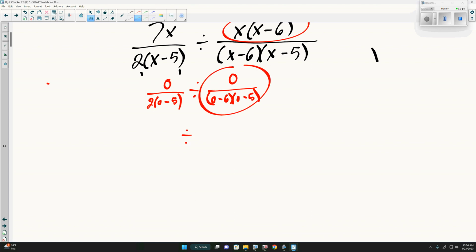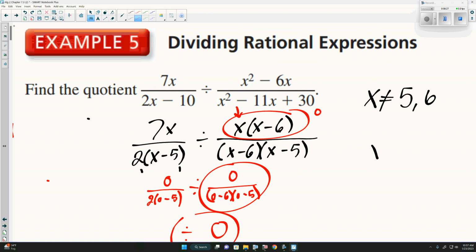But if 0 is in the numerator, what's the whole fraction become? 0, yes? Well, what operation are we using? We're dividing, yes? So if the numerator of the second becomes 0, the whole thing's 0, but we're now dividing by 0. So when we divide rational expressions and we're looking for restrictions, we have to look at the restrictions of the entire second rational expression, the numerator and denominator. We have to look at both.